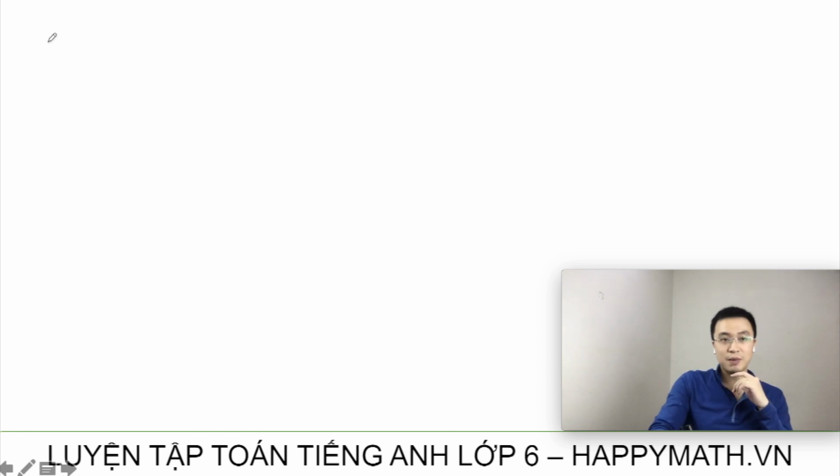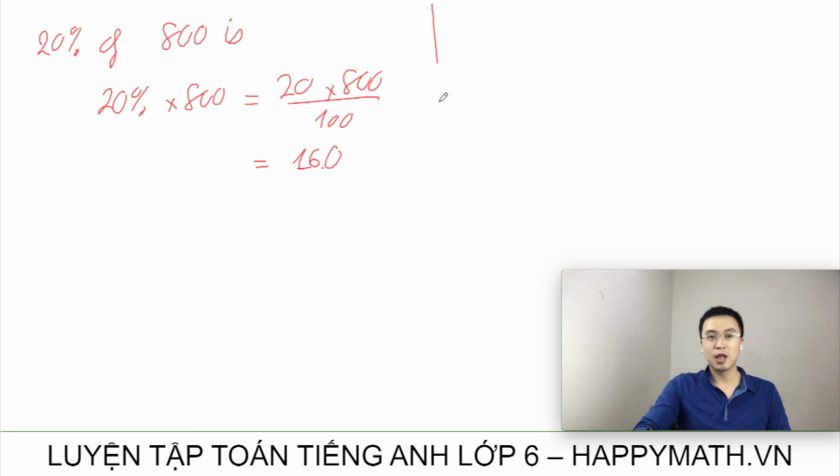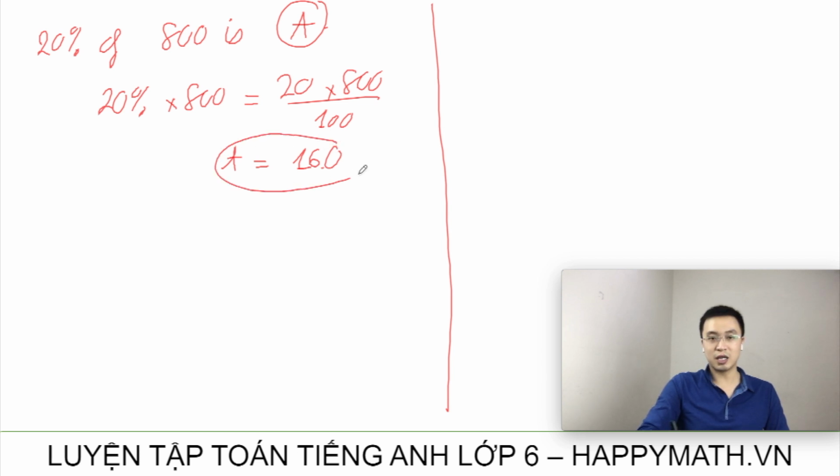The first kind of exercise, you got 20% of 800, I will take the multiplication: 20 multiplied with 800 divided by 100, and is equal to 160. Another way for finding this question mark, I don't know the A. So A would be equal to 160 here.